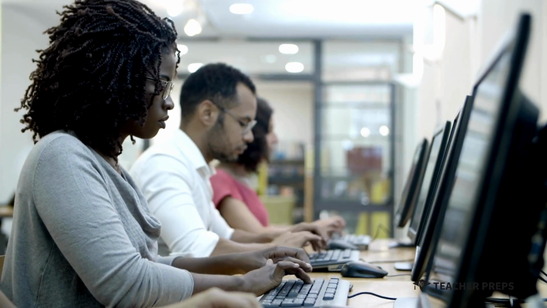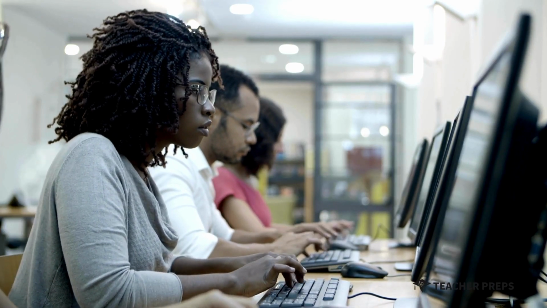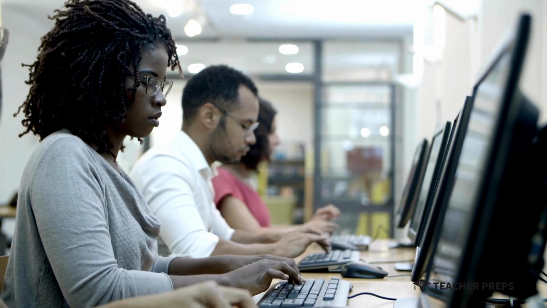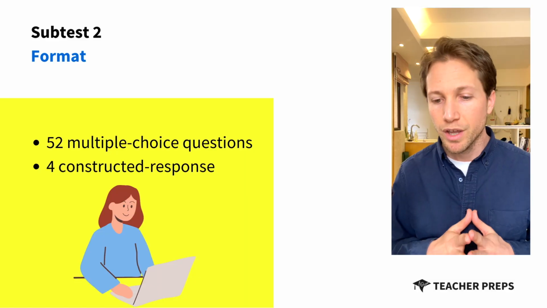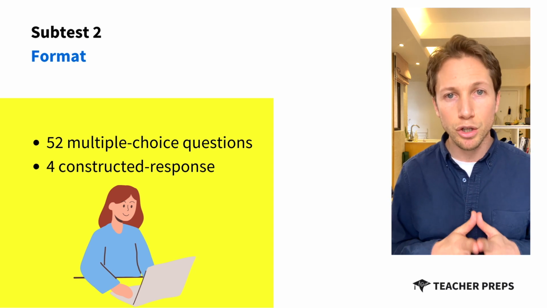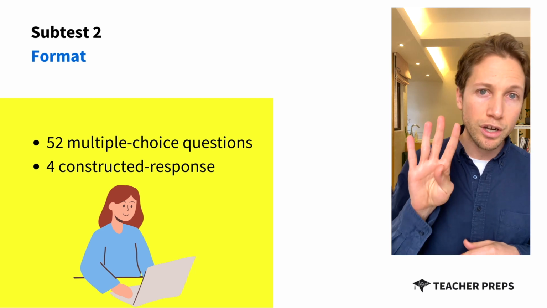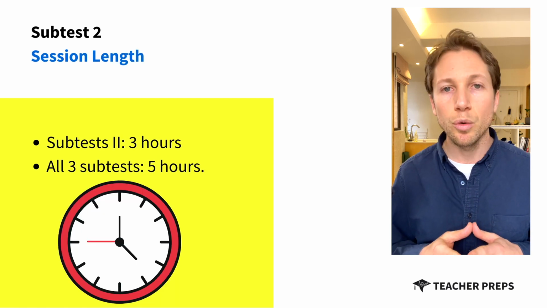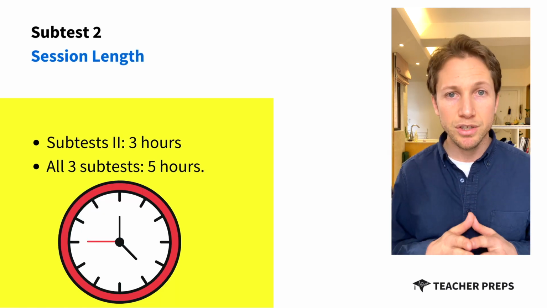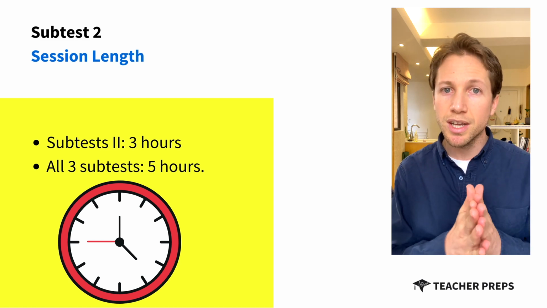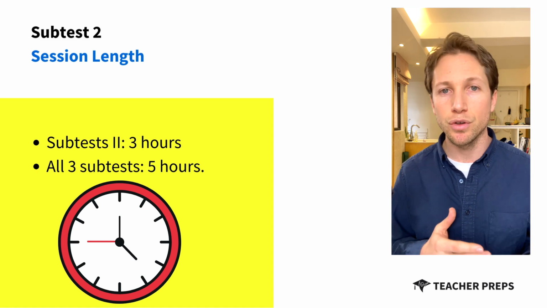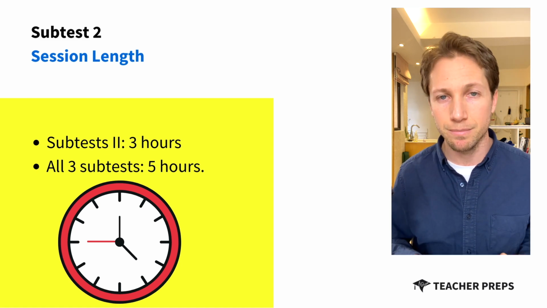Let's start with the basics. Subtest 2 requires that you go to a local testing center because there's no online proctoring for Subtest 2. Furthermore, you'll receive a total of 52 multiple choice questions and 4 constructed response, that means essay questions. In order to complete this, you will be given a total of 3 hours if you're only taking Subtest 2. But if you're taking Subtest 1, 2, and 3 in one sitting, then they will give you 5 hours to complete the entire exam.